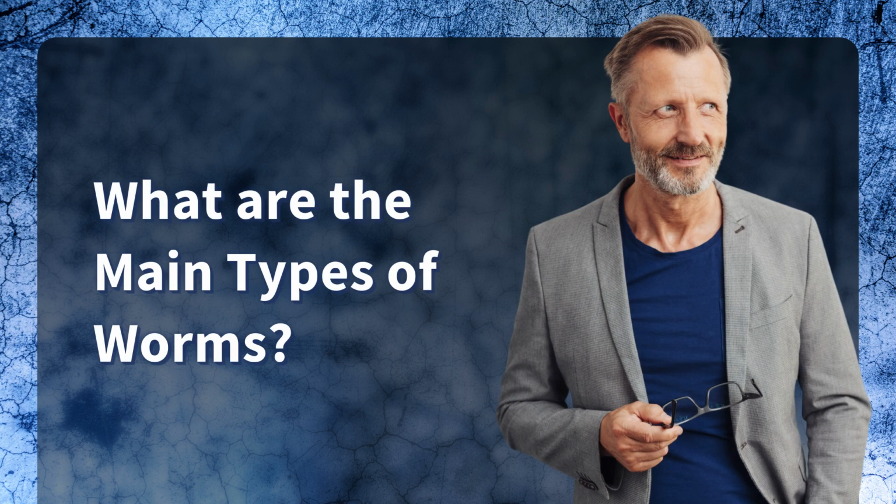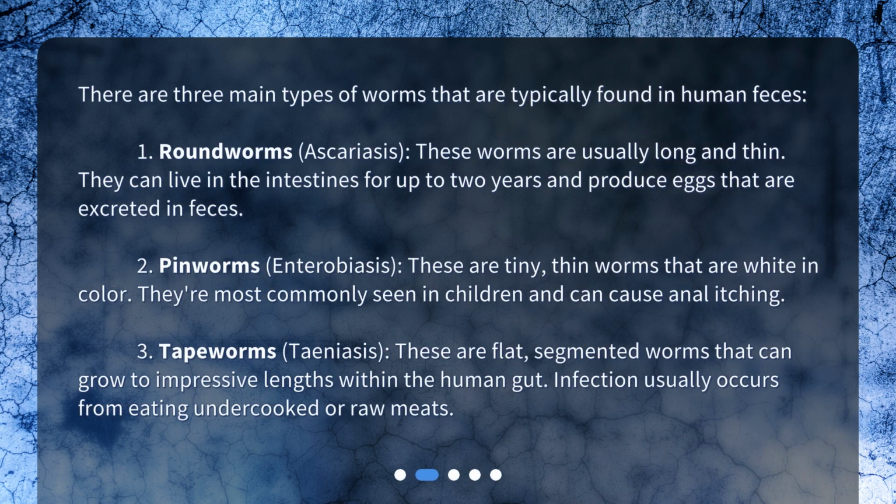What are the main types of worms? There are three main types of worms that are typically found in human feces. 1. Roundworms, ascariasis. These worms are usually long and thin. They can live in the intestines for up to 2 years and produce eggs that are excreted in feces.